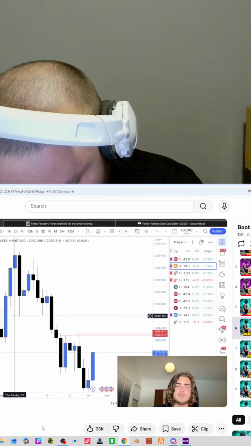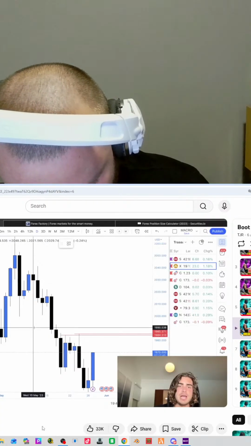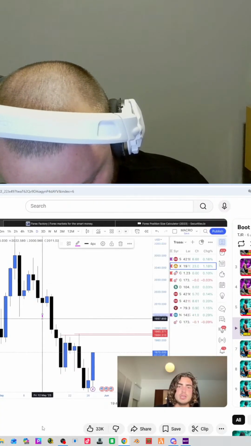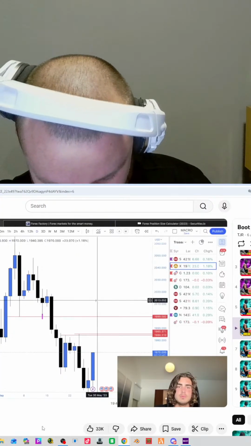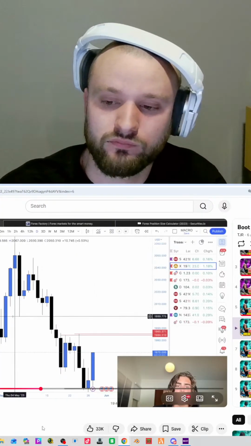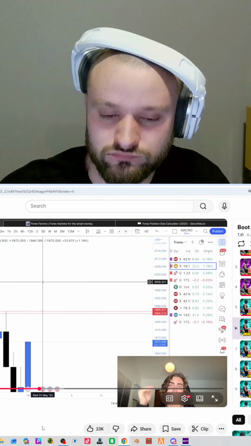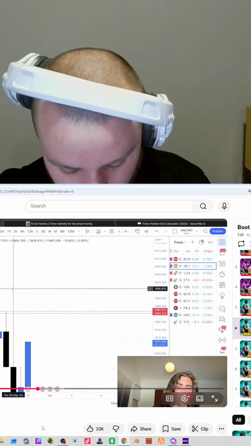Write that down. It is not a break of structure unless the candle closes above a high or below a low. Right? For example, let's say this black wick went lower than this low.